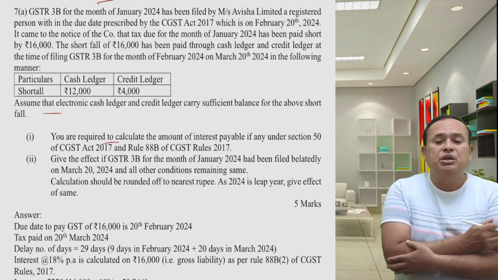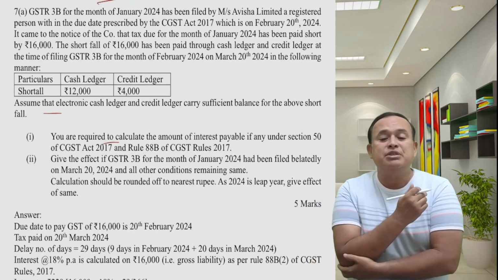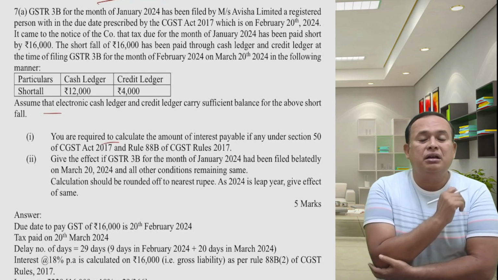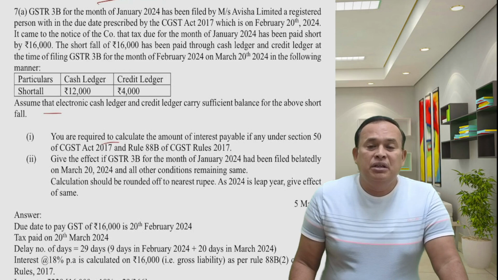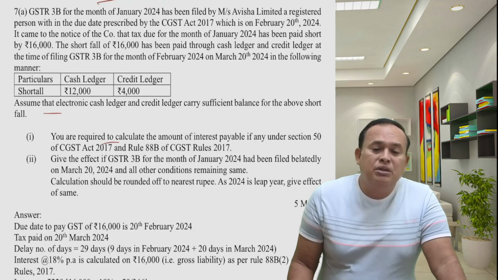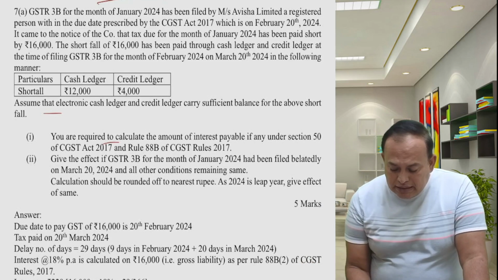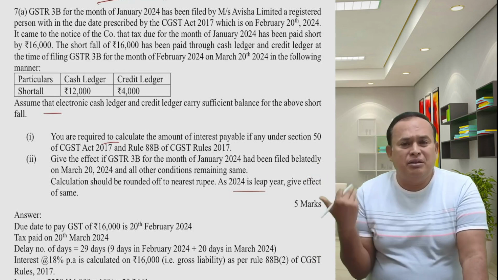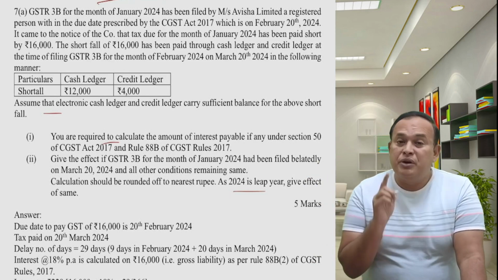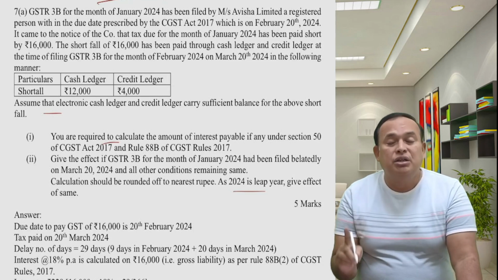Further, they said, give the effect if GSTR 3B for the month of January 2024 has been filed belatedly on 20th March 2024 and all the conditions remain the same. In that case, calculation should be rounded off to the nearest rupee. As 2024 is a leap year, give the effect the same way. That means February has 29 days. That is what they want us to consider. In the given case, from 21st February 2024 to 20th March 2024.